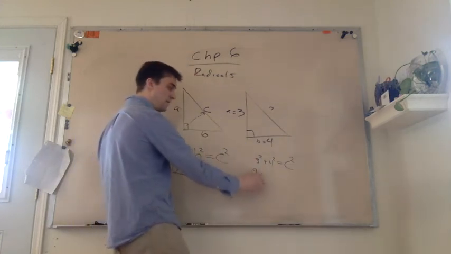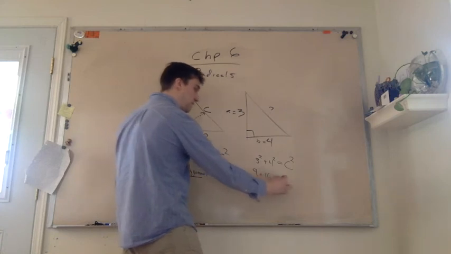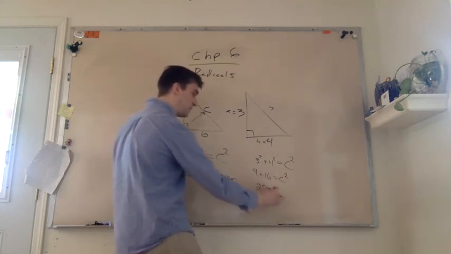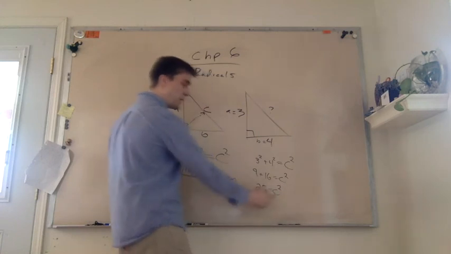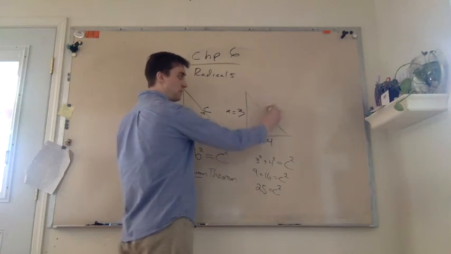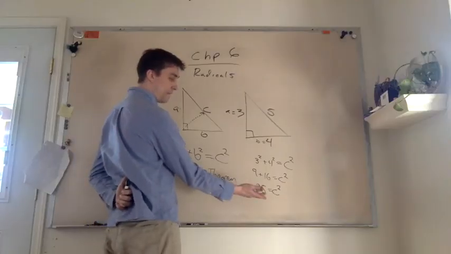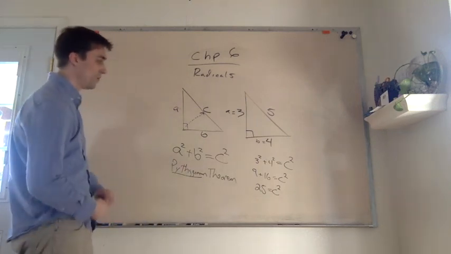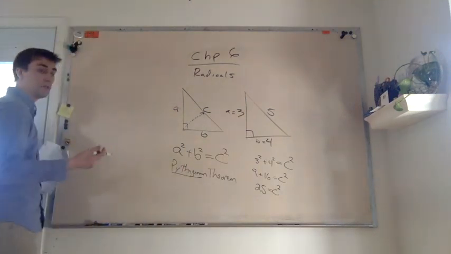3 squared is 9, 4 squared is 16, 9 plus 16 is 25. So you're looking for the number that you square to get 25. So it's 5. 5 squared is 25. So it's 5. Right.